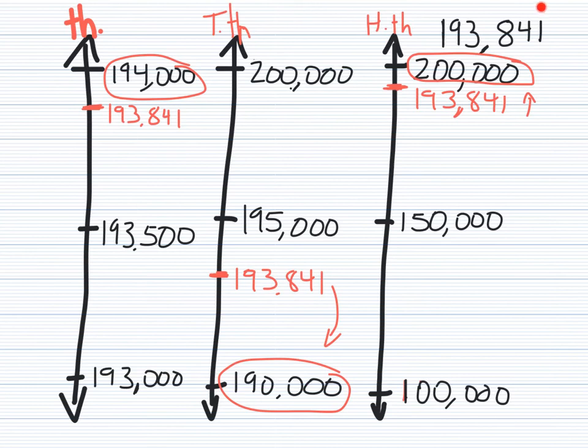Which one of these is closest to the actual number? And the answer is when we round it to the thousands. The reason is this is going to be a more precise rounding or estimation because we are rounding to a smaller place value. It's going to be closer to the actual number. And in class, we will talk about why we might need to round to a smaller place value versus a larger place value depending on the problem that we're trying to solve.